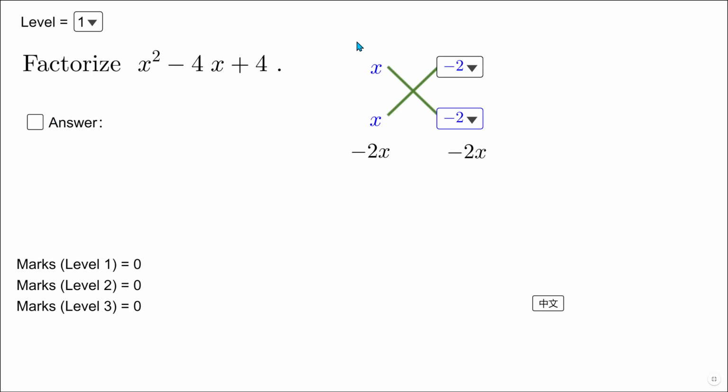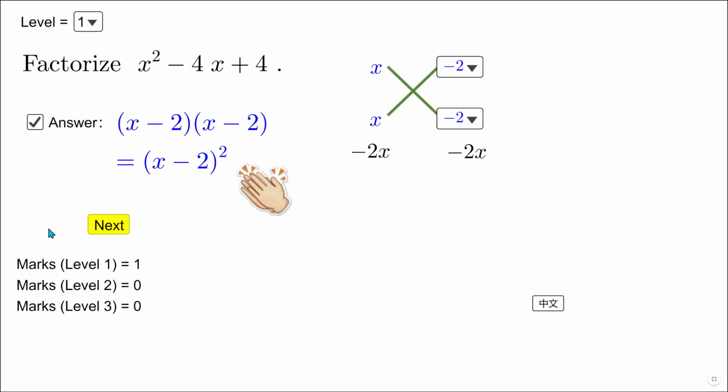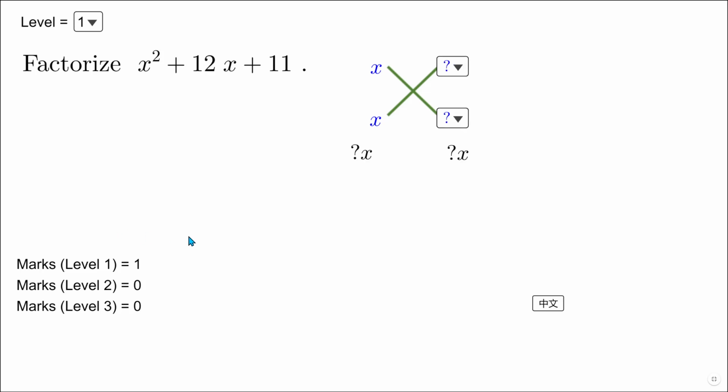This came up today in class. We have the factorizing frame with x minus 2 on the top and x minus 2 on the bottom. That means our answer is x minus 2 times x minus 2. Yes, that can be simplified to x minus 2 squared. Are we correct? And we'll be talking specially about these perfect squares in a separate lesson. And we are. Okay. We move on to the next question.